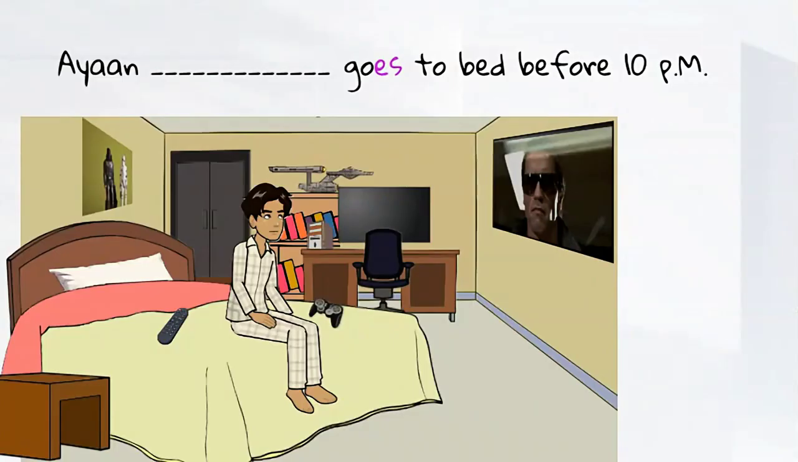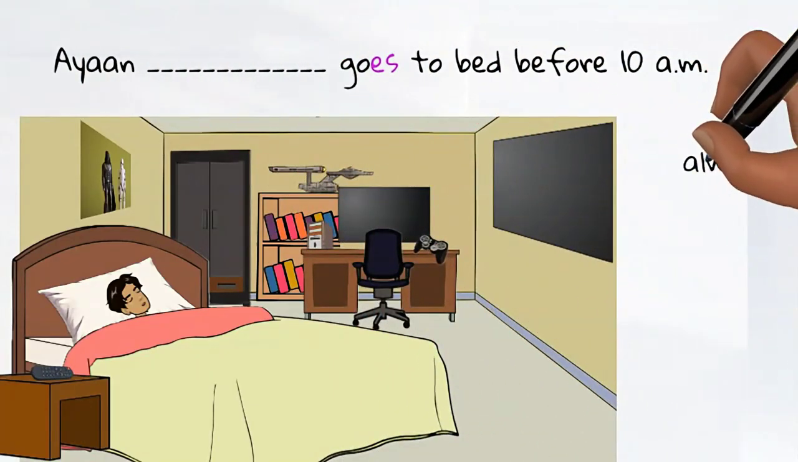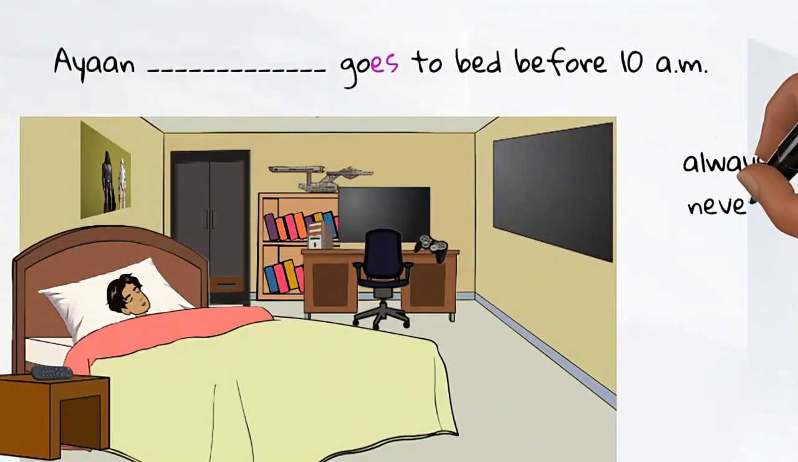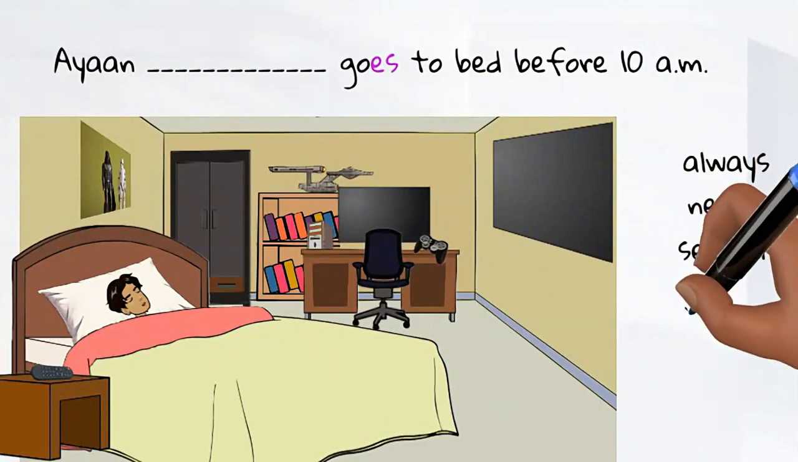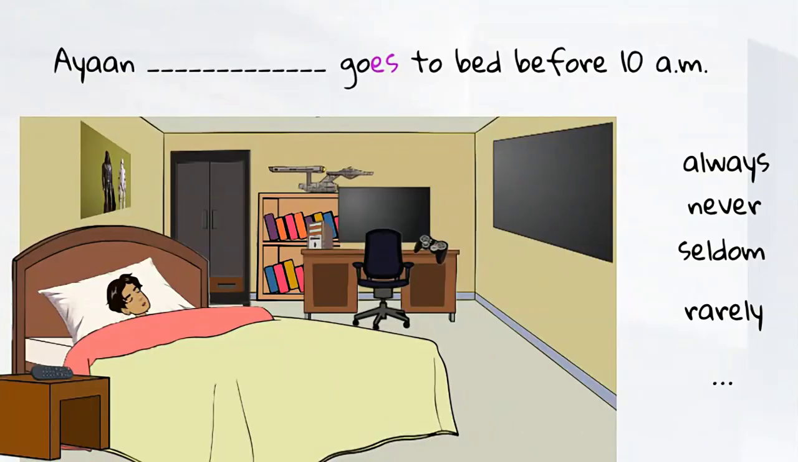Ian goes to bed before 10 p.m. Well, you could say, Ian always goes to bed before 10 p.m., or never goes to bed before 10 p.m., or seldom, rarely. Up to you.